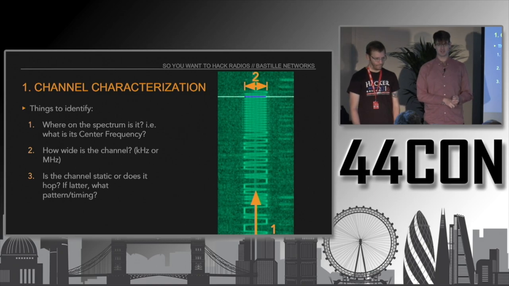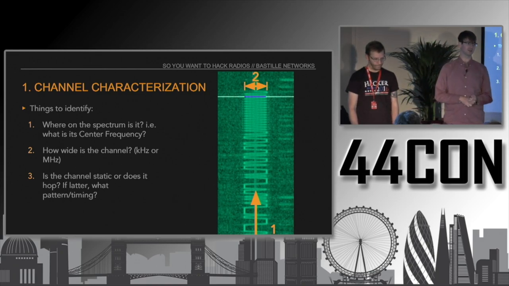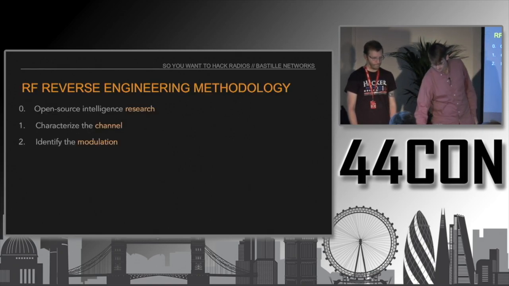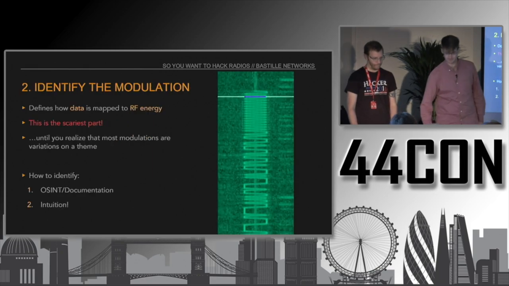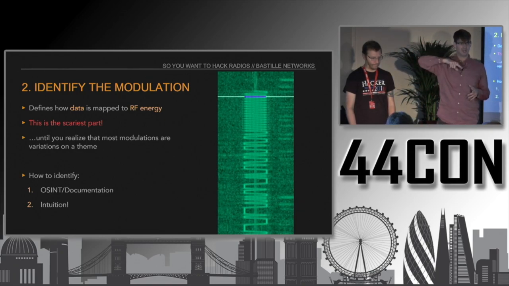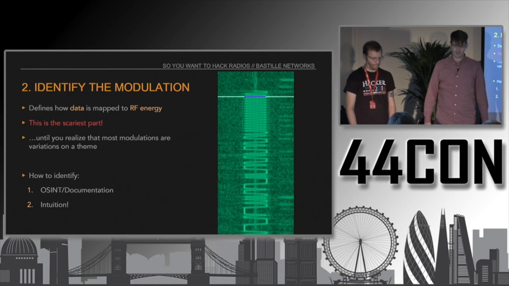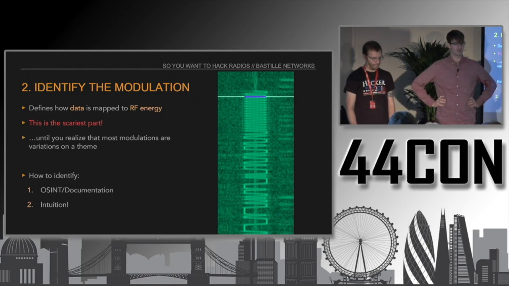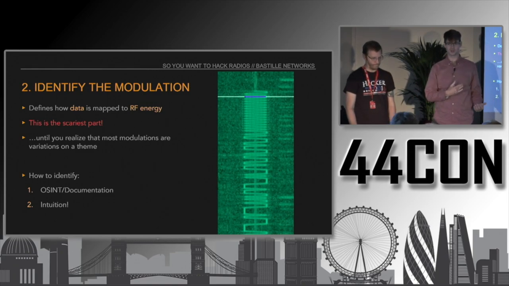And the second element to identifying the channel is identifying how wide it is. So if we have an FSK or some sort of frequency modulated channel, we'll want to identify how much frequency that signal can traverse with that deviation. The second step is to identify the modulation, which again is the function that defines how our ones and zeros get mapped into the analog medium. We're going to try to rely on open source intelligence if it exists to do this. If not, we will look at the capture on the spectrum, and we'll try to share some insight as to how you can gain intuition for what a modulation is by looking at it.